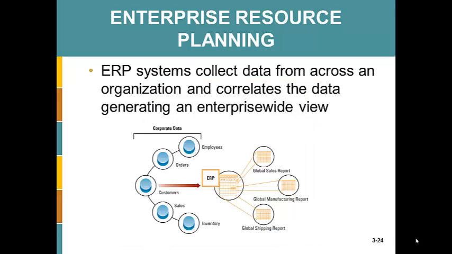So an enterprise resource system would collect all this information and then correlate it to generate the enterprise-wide view. So it would take the corporate data from both employees, orders, customers, sales, inventory, and it would consolidate it into a single system, which would then give senior management a series of reports or views into the system where they can understand what is going on within the organization from a holistic basis.